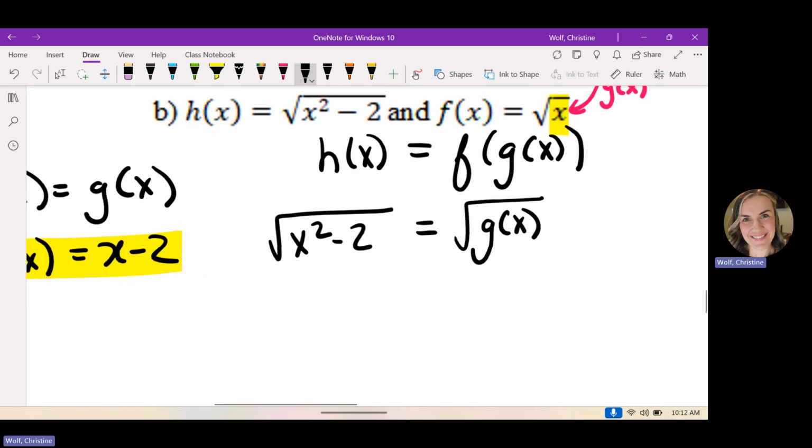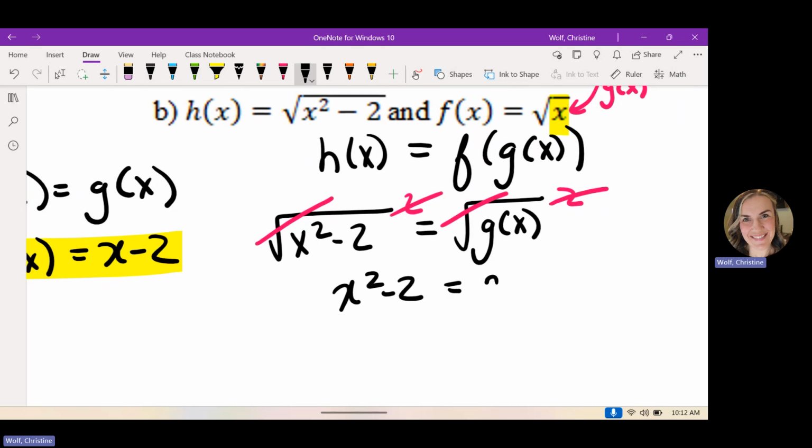I don't have fractions. What do I do to solve for g of x in this case? You have radicals on both sides. What can you do? I'm going to square both sides. Gone, gone. Okay, x squared minus 2 is my g of x. Okay?